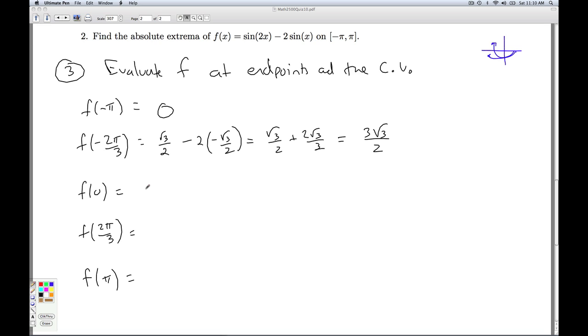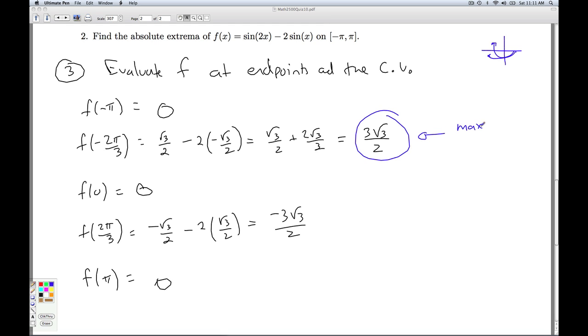Substitute in 0. Sine of 0 is 0. Substitute in now 2 pi over 3. I get the sine of 4 pi over 3, minus 2 times the sine of 2 pi over 3. So I get negative 3 square root of 3 over 2. And I plug in pi and I get 0 again. So what's the biggest number I get out of this? That one. So this is the maximum of f. And where's the smallest? It's this one right here.